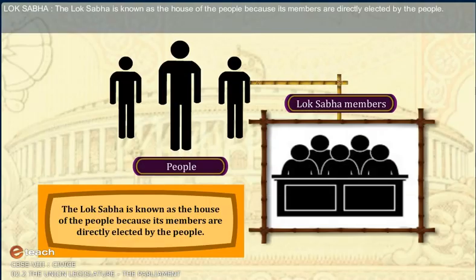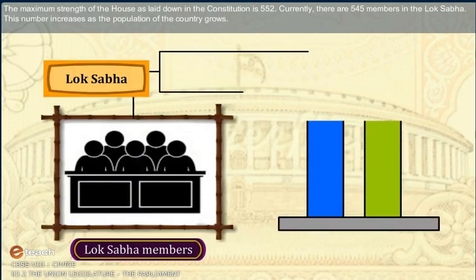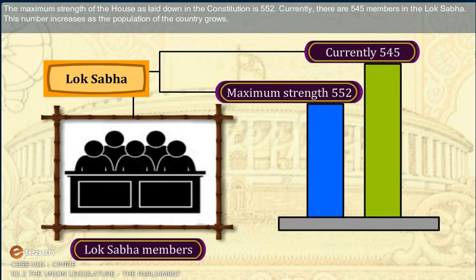Lok Sabha. The Lok Sabha is known as the House of the People because its members are directly elected by the people. The maximum strength of the House as laid down in the Constitution is 552. Currently, there are 545 members in the Lok Sabha. This number increases as the population of the country grows.